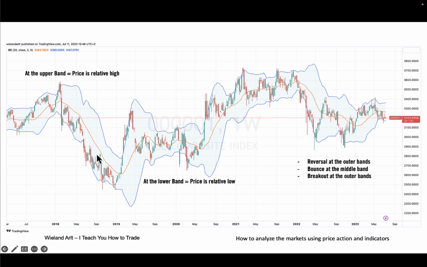So it bounces here, it bounces there, it bounces there. So if you have a trend, it tends to go and to return to the simple moving average 20. And of course, a breakout at the outer bands is also pretty interesting, like here. So you can go with breakout strategies as well. Can be a good one too.